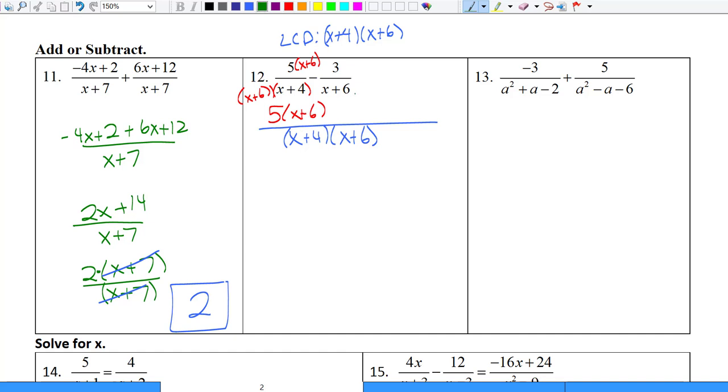On the next one, I have an x plus 6, but I need both an x plus 4 and an x plus 6. So the factor that I'm missing is x plus 4. If you multiply it to the bottom, then you have to also then multiply it to the top.